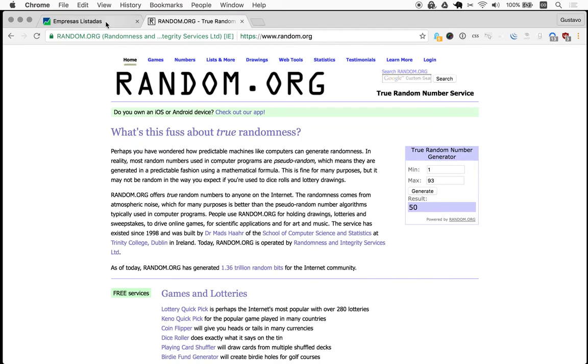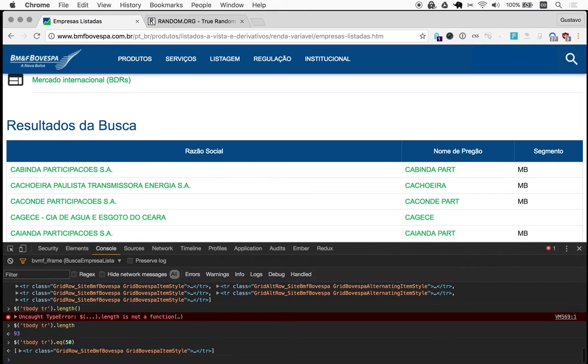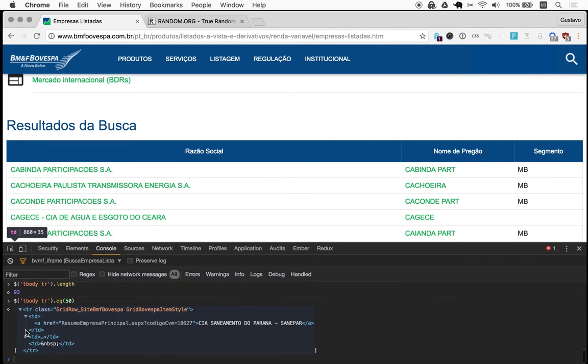50. Great. So what do we do here? EQ. Well, let's just use 50. There's a bit of a programmer thing there because it's zero indexed, but whatever. Let's take a look at this one, see what's it called.